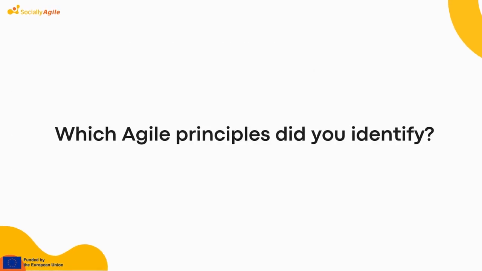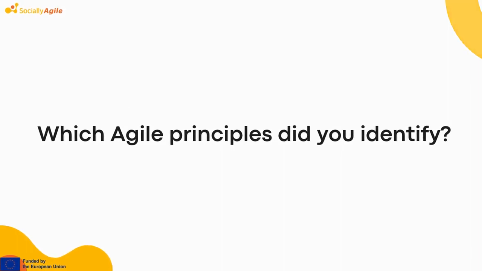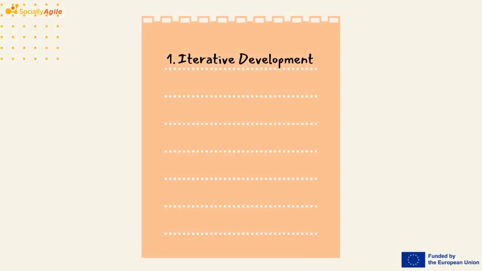Did you find any Agile principles in this example? Let's take a look together. 1. Iterative development. Green Roots embraced the Agile principle of iterative development through their use of Scrum. By dividing their project into sprints, they were able to break down their goals into manageable increments. This allowed them to focus on delivering a small but valuable part of the project within each sprint, ensuring that progress was continuous and that the project remained adaptable to evolving community needs.